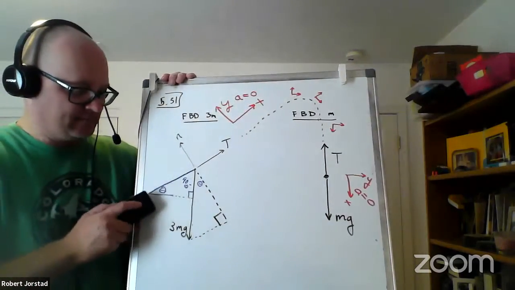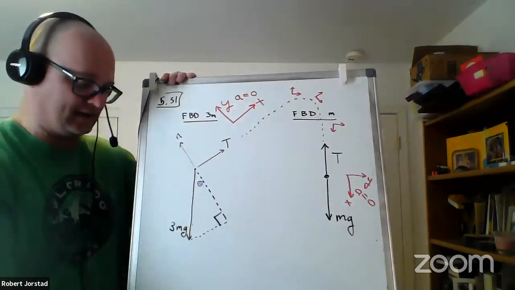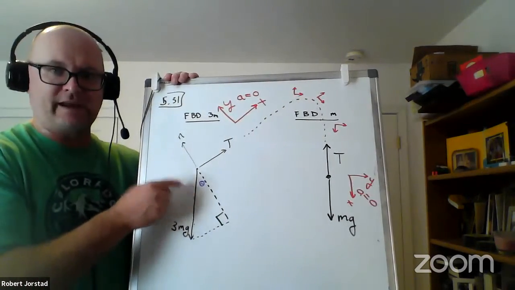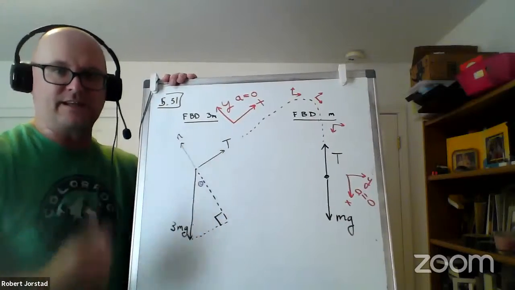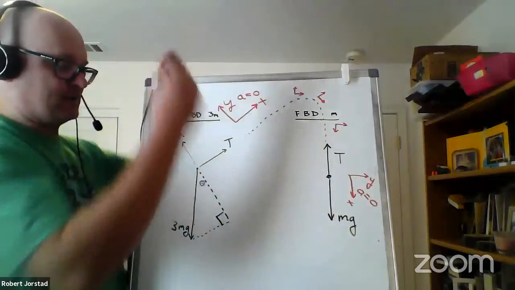After you get that done, get rid of this junk because it doesn't belong on your FBD. So you could do that trick, basically draw the inclined plane and use that to figure out the angle, then erase it from the FBD. That's my trick for you. All right, so that means this side is going to be what?